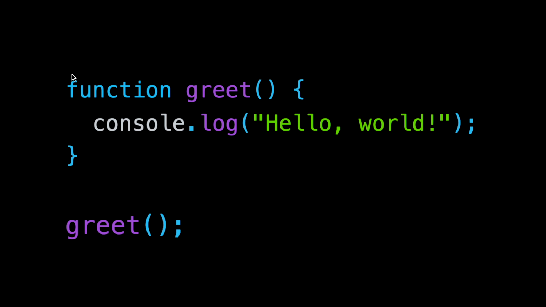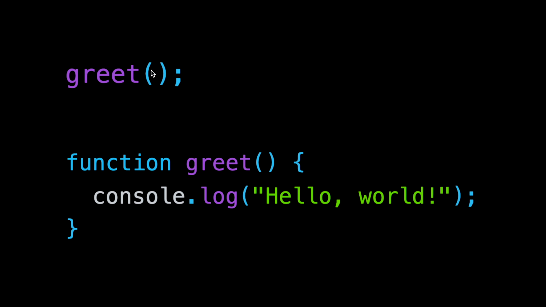So now when we put this function in our code, nothing happens. But when we call the function, then it's going to run the line of code within our function. So in this case, we're declaring the function greet, and then we're calling the function just like this, and it's going to console.log hello world. We can call this function as many times as we want, and every time we call the function, it's going to say hello world.